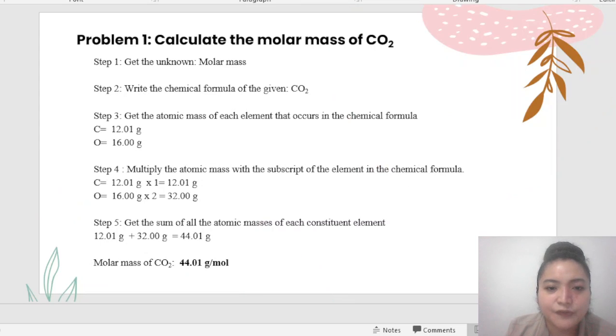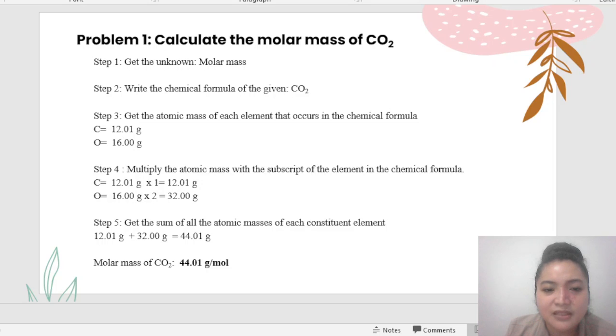So we have here the first problem. We calculate the molar mass of carbon dioxide. The first step, we get the unknown. This is the molar mass. For the second step, we get and write the chemical formula that is given. So we have here CO2 for carbon dioxide.